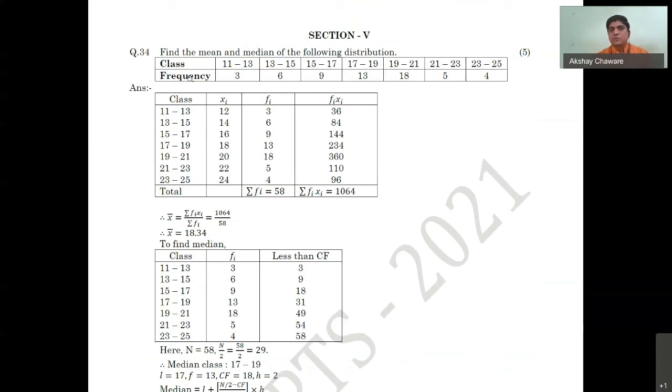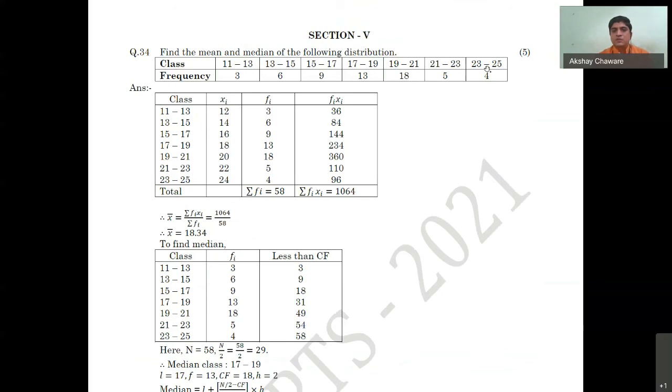Now section 4 is completed, which means we have discussed the 3 marks questions. And now the last section is section number 5. In this section there are 3 questions of 5 marks each. Now question number 34, find the mean and median of the following distribution.